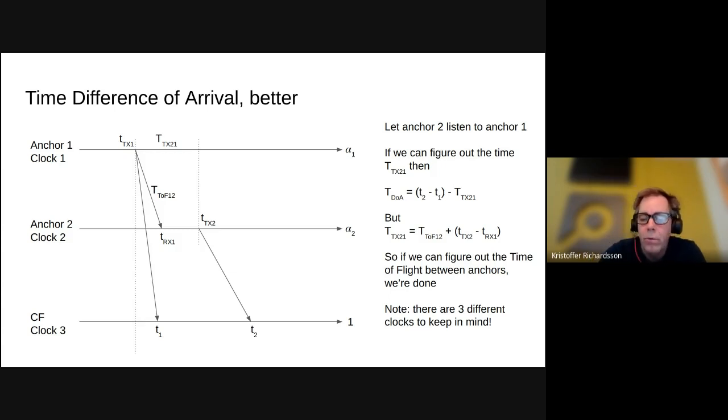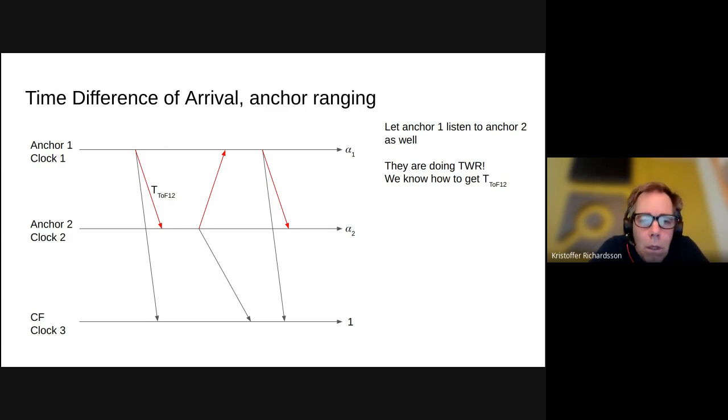So the question is, how do we solve this? Well, we already know about two-way ranging, right? If we let anchor 1 listen to anchor 2 as well, then all the packets that they send will actually be a two-way ranging between anchor 1 and 2. The red arrows here, I don't know if you remember the picture of the three arrows going back and forth. This was exactly what we did in the two-way ranging.